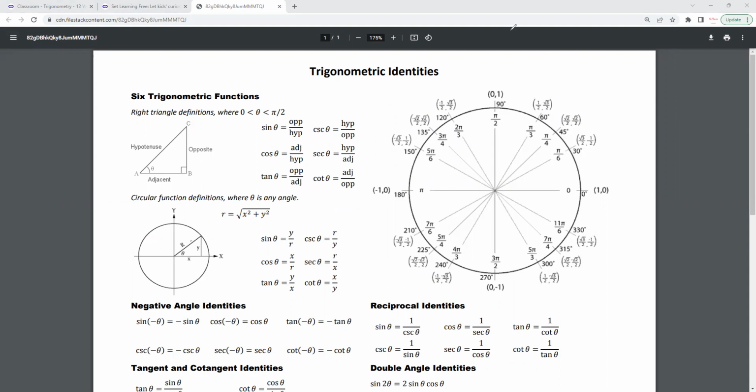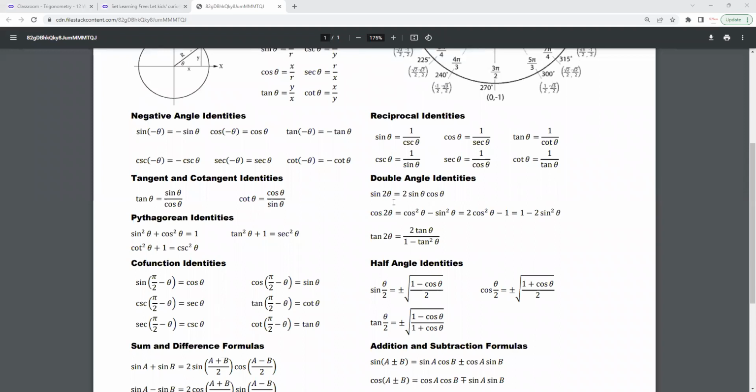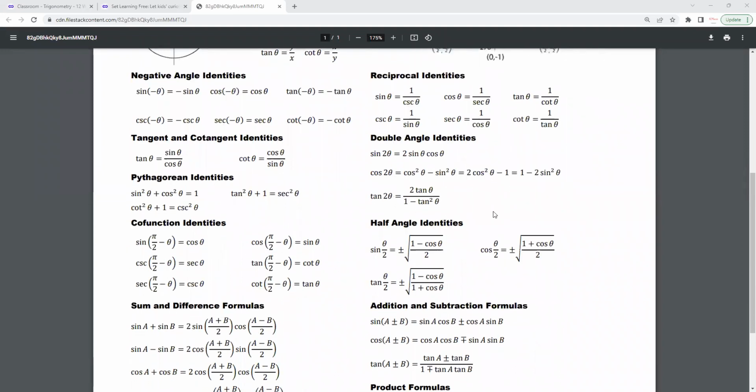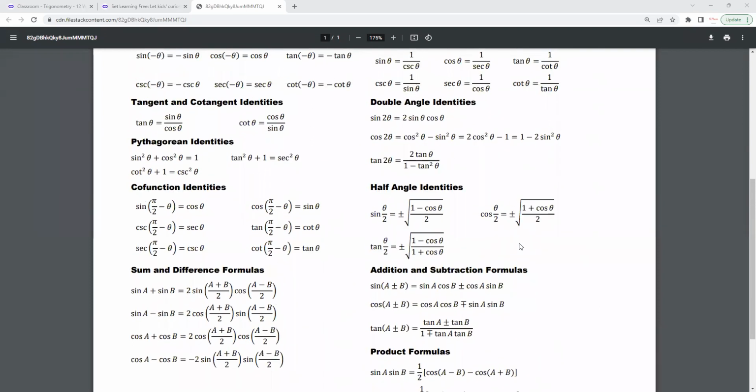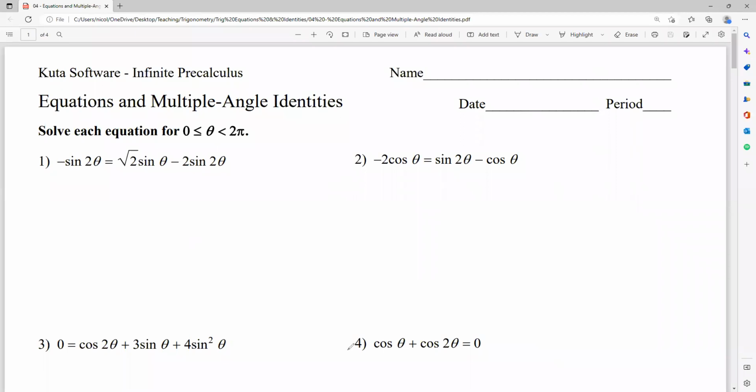So for this video, we will be using the multiple angle identities, also known as double angle identities, which are right here. So let's go to the worksheet. The worksheet says to solve each equation for the interval of 0 is less than or equal to theta, which is less than or equal to 2 pi. Well, if you were to say that in degrees, as you know by now, 2 pi is 360. So they only want the answers up to 360 because you can keep going, and I'll explain that later on.